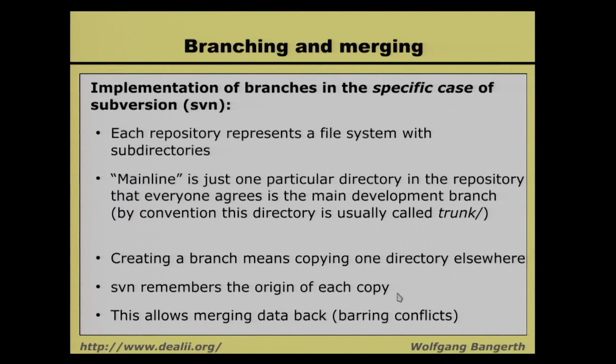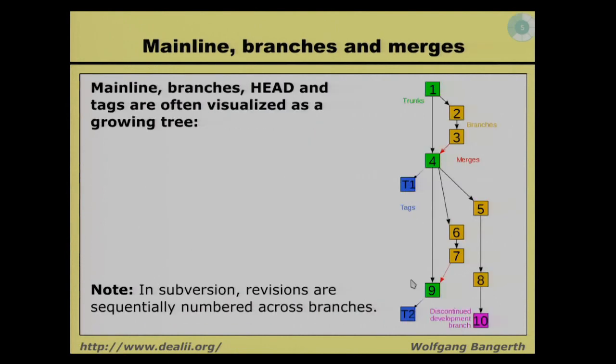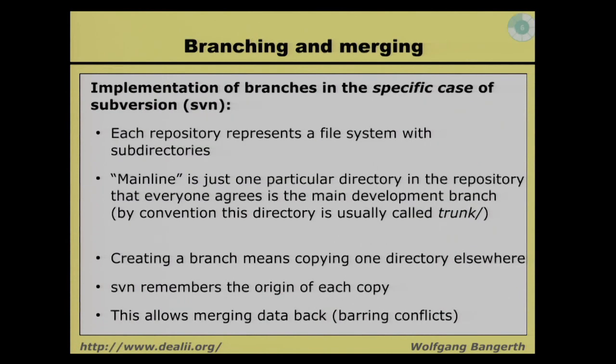So in order to merge it back, if you go back to this picture, if you want to merge the current state of revision 7 into the main line, you need to know how far back it deviated from the main line. So you need to take the differences between version 4 and 7 and then apply them to 4 so that it gives you 9. So it's important to keep track of this.